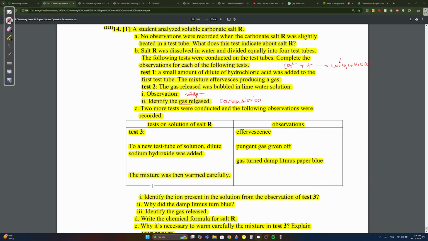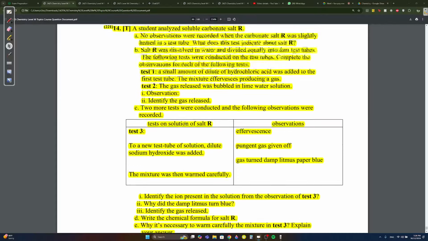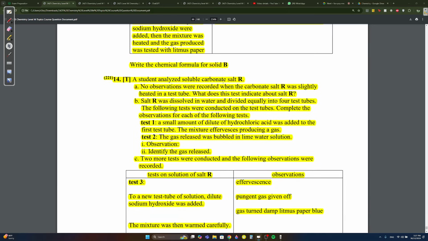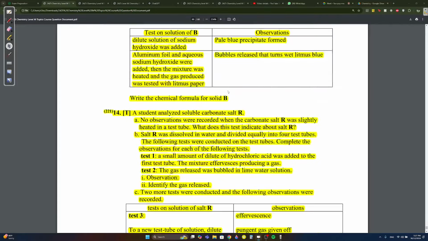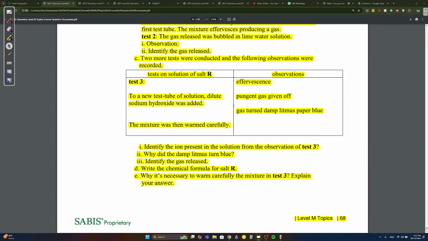Two more tests were conducted and the following observations were recorded. You have test 3. To a new test tube, they added sodium hydroxide, so they added the base. The mixture was then warmed carefully. They got effervescence, pungent gas given off, gas turned litmus paper blue. Identify the ion present in the solution from the observation of test 3. So, it was carbonate, right? But we don't know what the cation is. Carbonate we know is an anion because it's CO3 2 minus. So there's a cation. What is it? Pungent gas was given off. So what is that? That's ammonia, right?